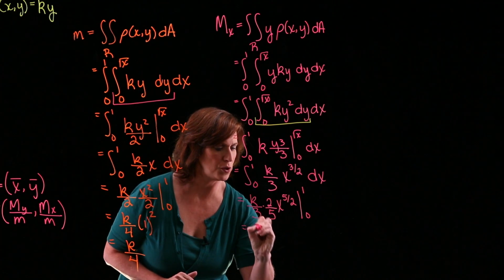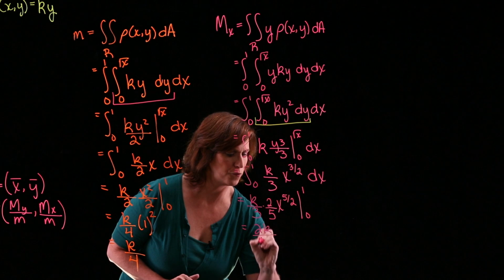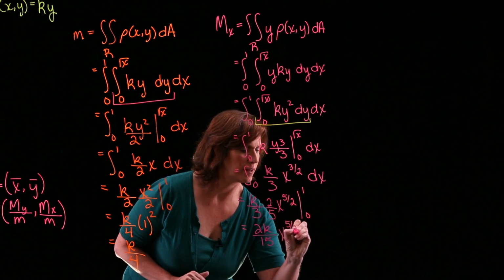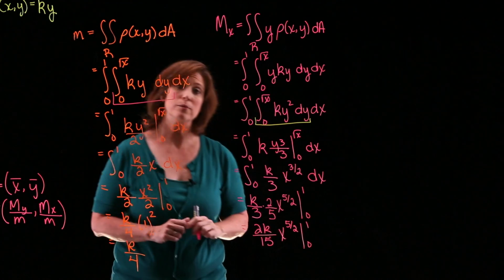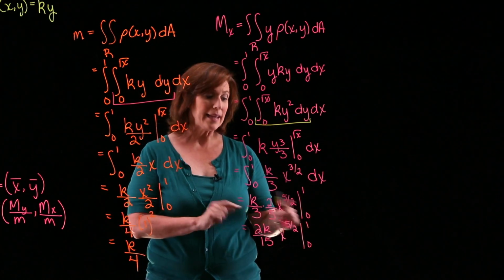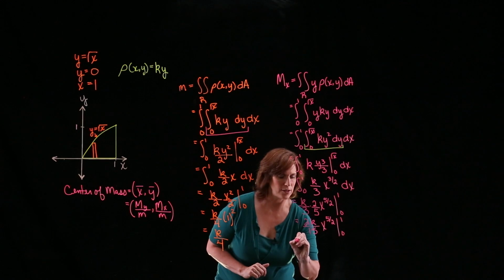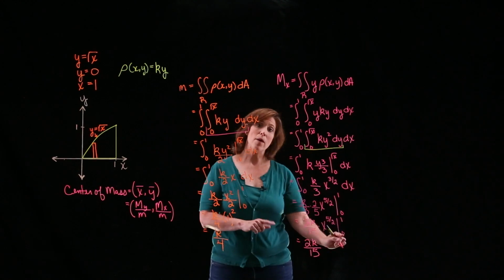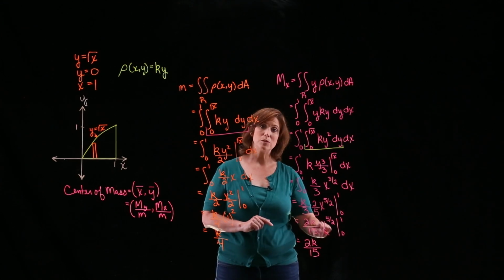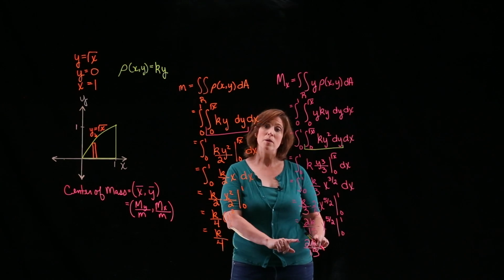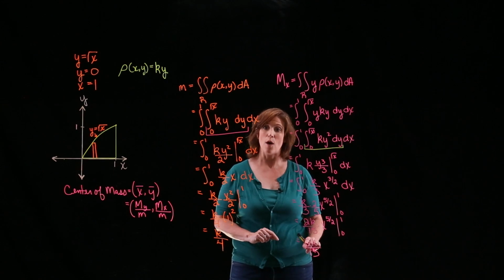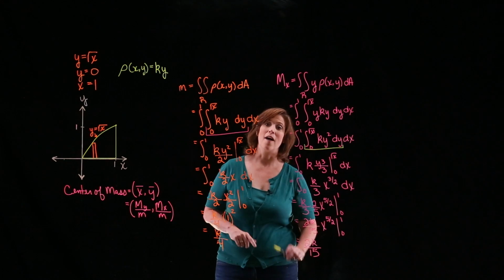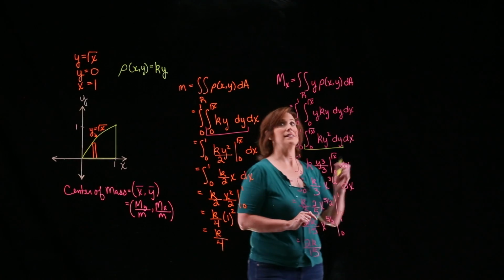So this gives me 2k all over 15 times x to the 5/2 evaluated from 0 to 1. Plugging in the upper limit of 1, I get 2k all over 15. And when I plug 0 in, that whole expression becomes 0. So my moment about the x-axis is 2k over 15.